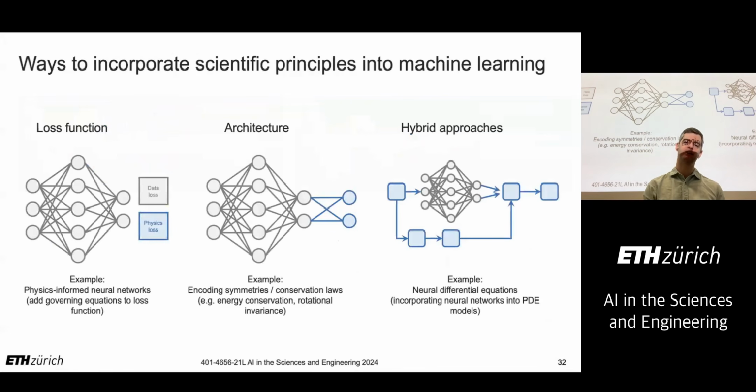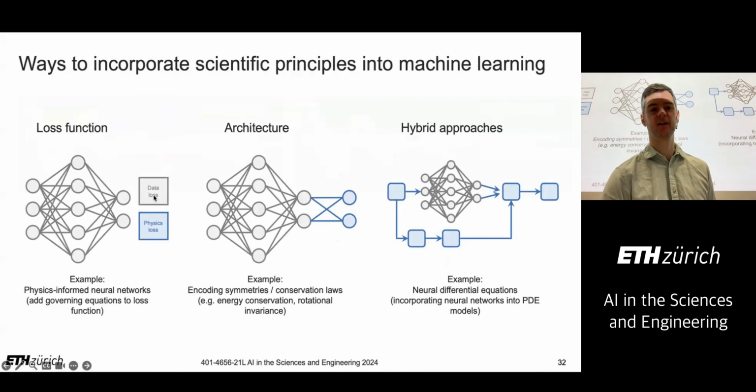And then if I step back to an even higher level and we think about these three broad categories that I talked about in the first lecture of ways to incorporate scientific principles into machine learning, we're very much on the left-hand side here. We're talking about changing the loss function of the neural network. We're just using, in a PINN, a standard neural network architecture. And we're adding some scientific understanding to the loss function to improve the performance of this network.